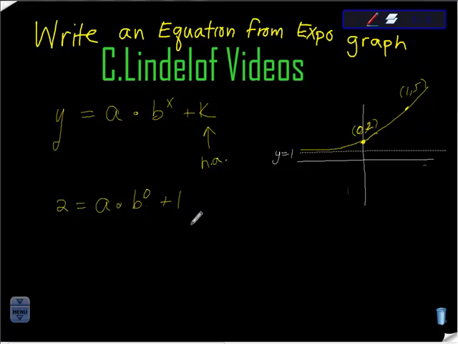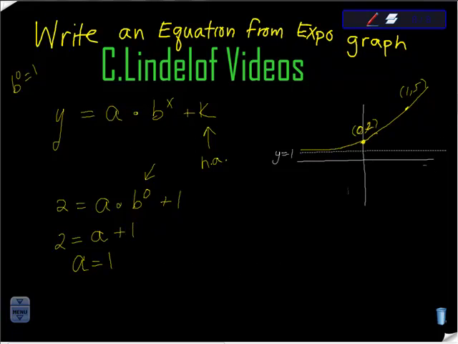If you can see, what I'm doing is I'm trying to eliminate variables so I only have one variable left. And we know that any number to the 0 power is 1. Any number other than 0. So we know that we have here 2 is equal to a, b to the 0 is 1, a times 1 is a, plus we have this one, so plus 1. So I'm going to just solve here, going to subtract 1 from both sides and get that a is equal to 1.